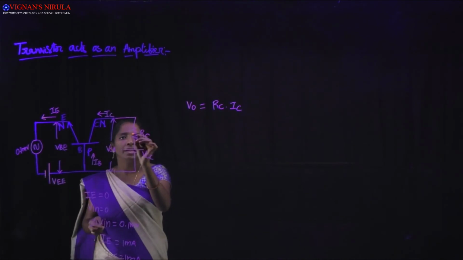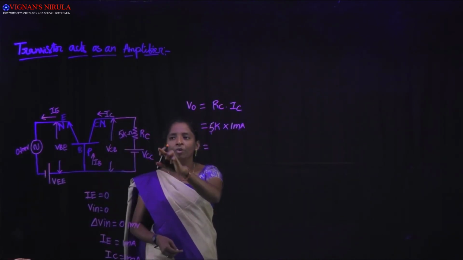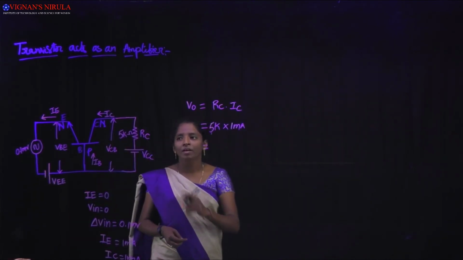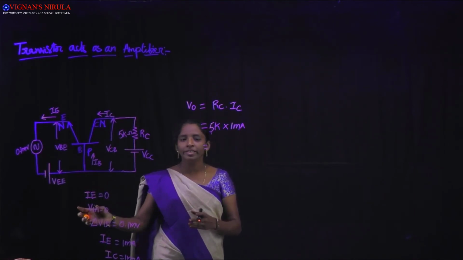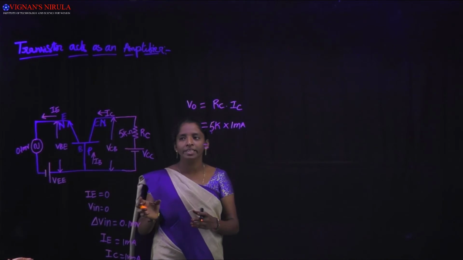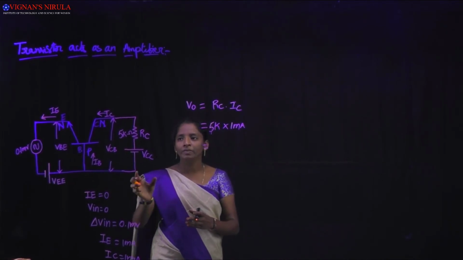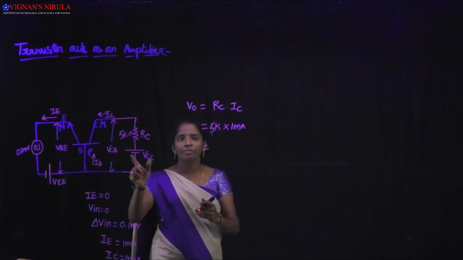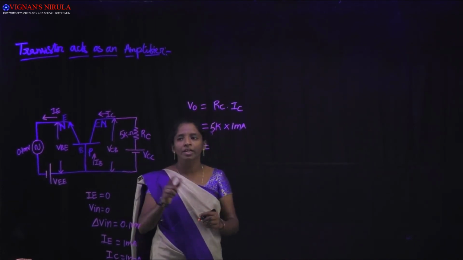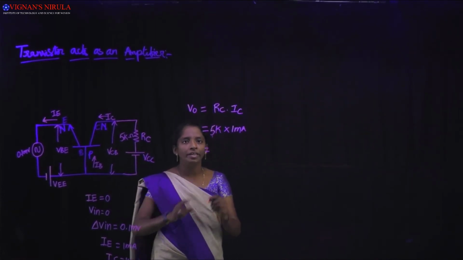Here I am taking the output resistance as 5 kilo ohms. We know that for a transistor, the input resistance is very low, but the output resistance is very high. So that's why we are considering the output resistance as 5 kilo ohms. Now substitute the 5 kilo ohms resistance in the given equation.